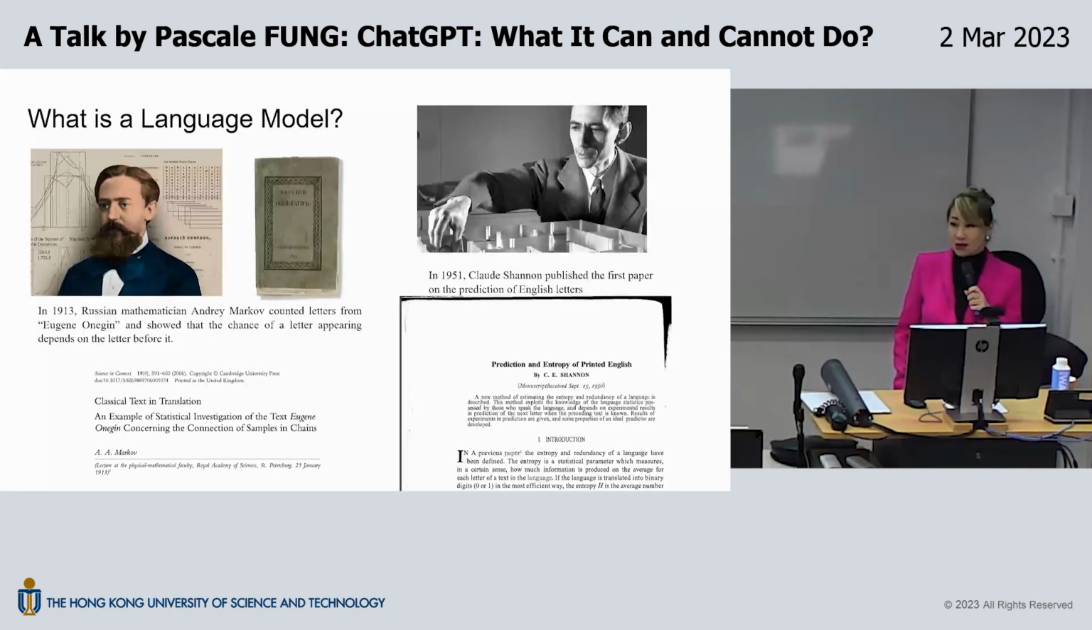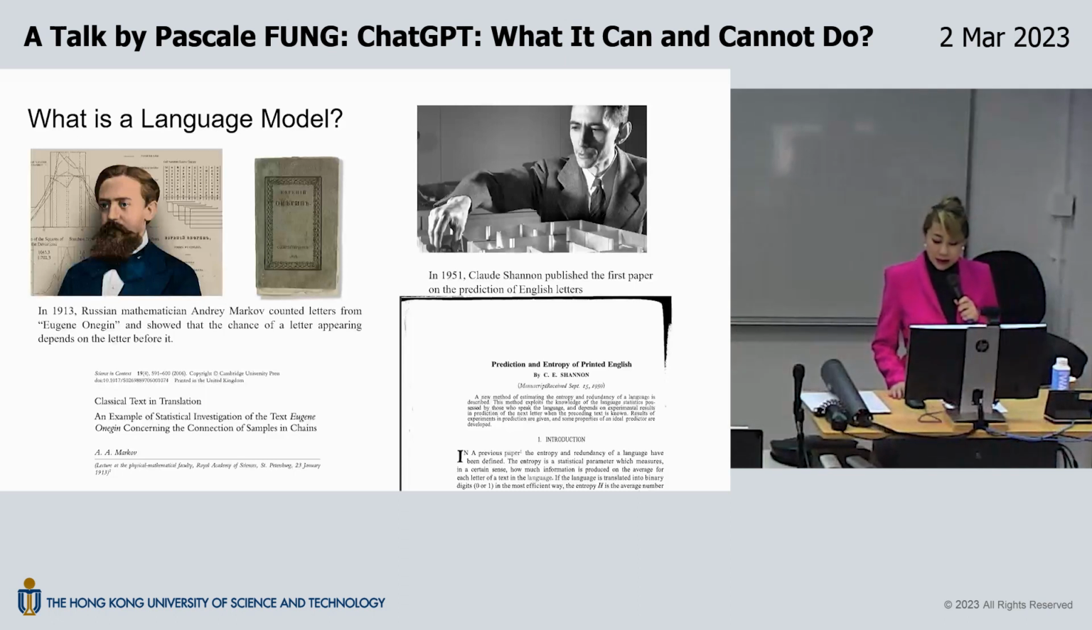Actually in 1913, Russian mathematician Andrei Markov counted letters from Pushkin's Eugene Onegin and showed that the chance of a letter following another letter is not random. So there's a probability. This is the first paper, an example of statistical investigation of the text Eugene Onegin concerning the connection of samples in chains. And here are chains of letters.